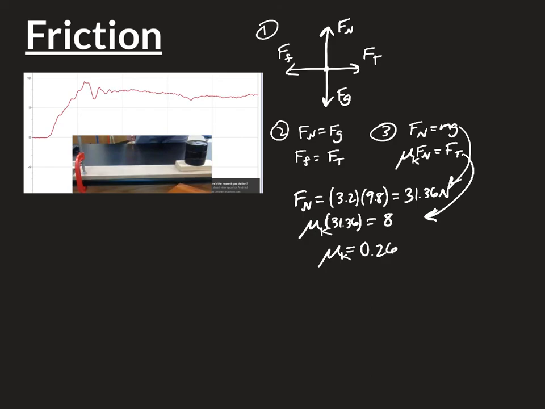So for the table, the coefficient between the block and the table was around 0.18 when it was sliding. For the MDF, this engineered wood piece, when the wood is sliding across that, you get a coefficient of around 0.26, which is greater. So changing the surface changed the coefficient, and the rougher surface has a higher coefficient.